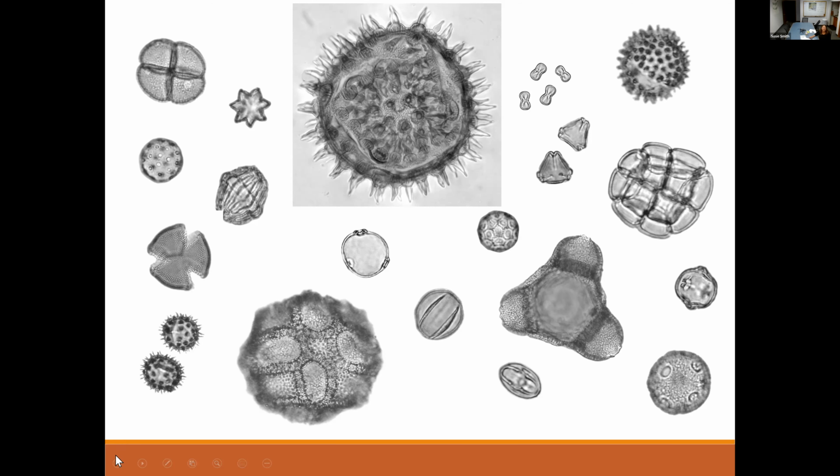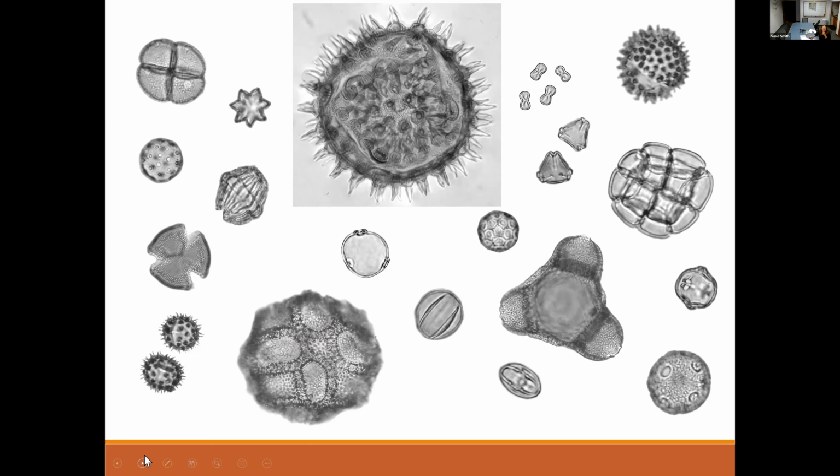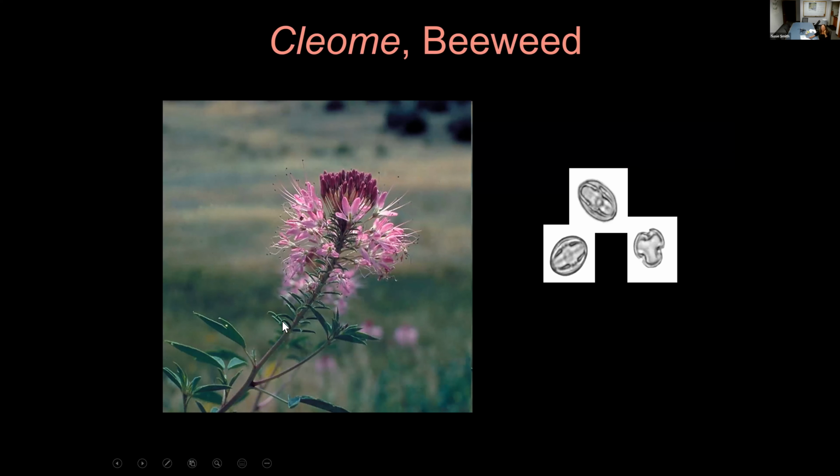Moving a little faster now, just a couple examples. Oh, that went backwards. This is beeweed. This is what its pollen looks like. It has a 3 colpi system, and in the center of each colpus is a pore. It's a relatively small grain.